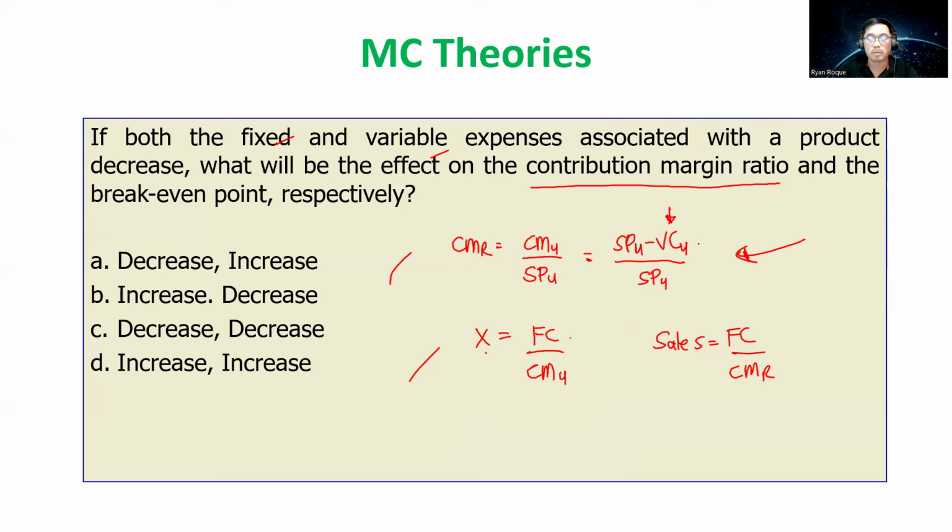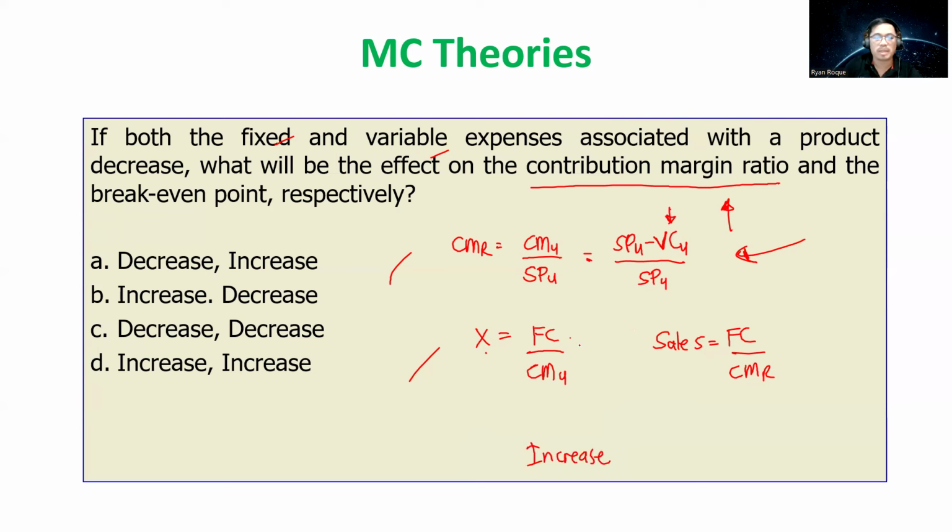So what would be the effect on the numerator? The numerator will actually increase because you will deduct a lower value. So therefore, that would give you a higher contribution margin. So the first answer is increase.